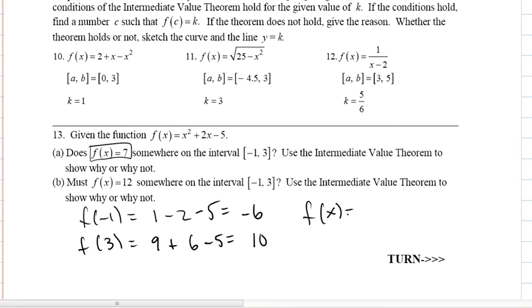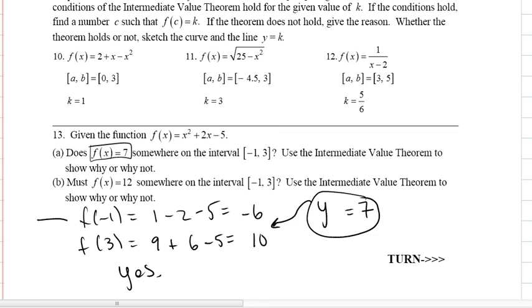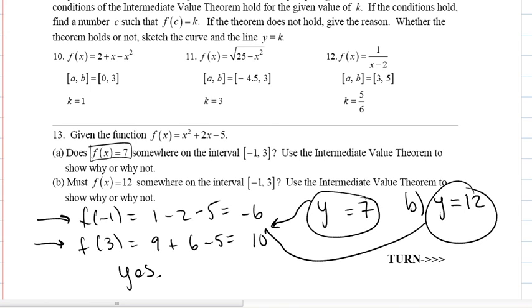f of x is equal to 7, which is pretty much just y equal to 7. Does y equal to 7 fall in between these two y values? And yes, it does. So we use the intermediate value theorem by testing the endpoints of the interval. And letter B is pretty much the same, except that we now have a different value. For part B, y is equal to 12, and we see that it does not fall inside the values of -6 and 10.